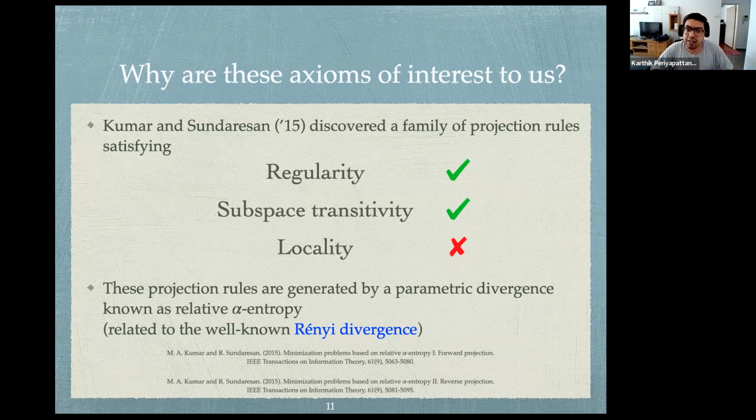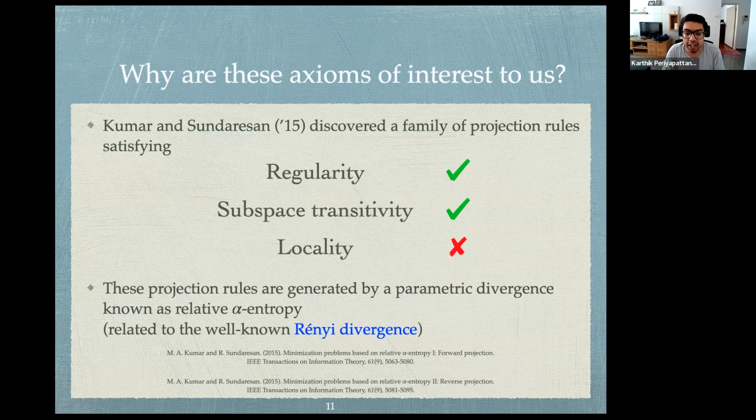And it is a divergence which is very similar to Renyi divergence, but not exactly the Renyi divergence. But whatever it is, Kumar and Sundaresan discovered a family of projection rules, those arising from minimizing relative alpha entropy. These projection rules were known to satisfy regularity and subspace transitivity, but not locality. Recall from the previous slide, if all three are satisfied, regularity, locality, and subspace transitivity, the projection rule has to be a Bregman divergence.